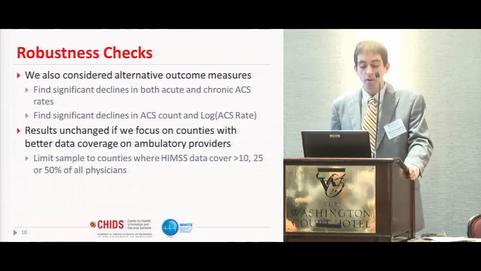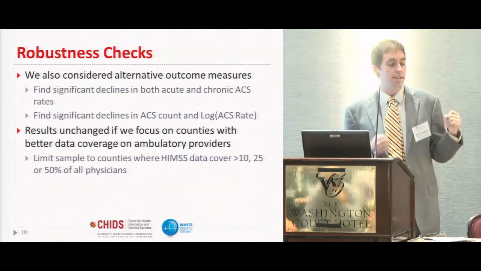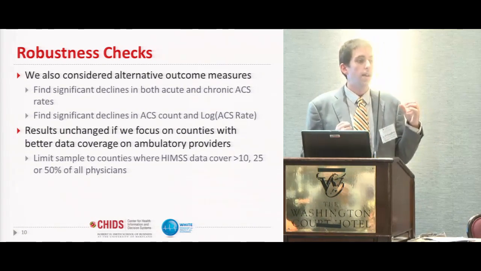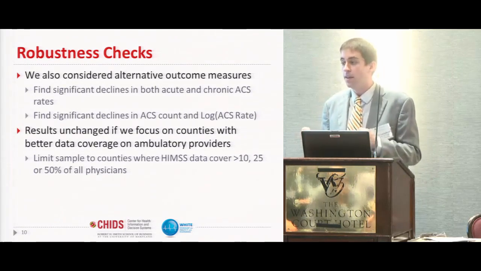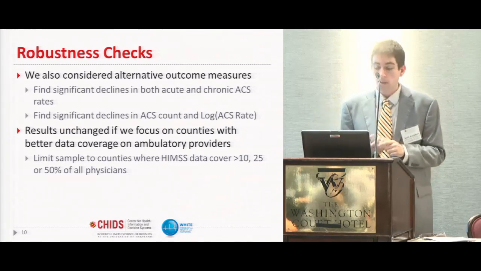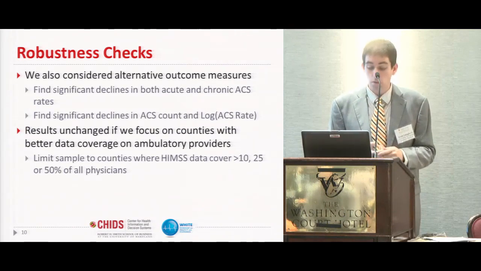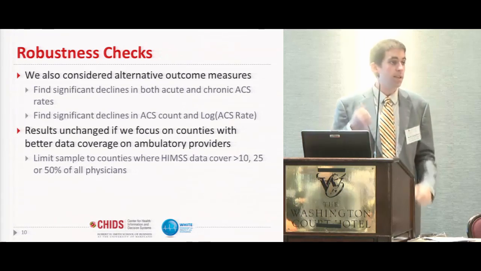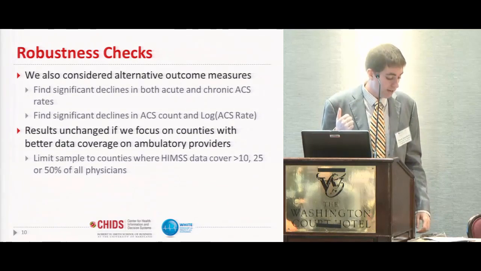So we perform a number of robustness checks. For example, we consider whether the decrease in ACS hospitalizations is attributable to decreases in chronic versus acute hospitalizations, chronic being conditions like COPD or hypertension, and acute being bacterial pneumonia, for example. And we find that ambulatory EMR adoption reduces both. We also find significant declines if we use the ACS count as the outcome or the natural log of the ACS rate.